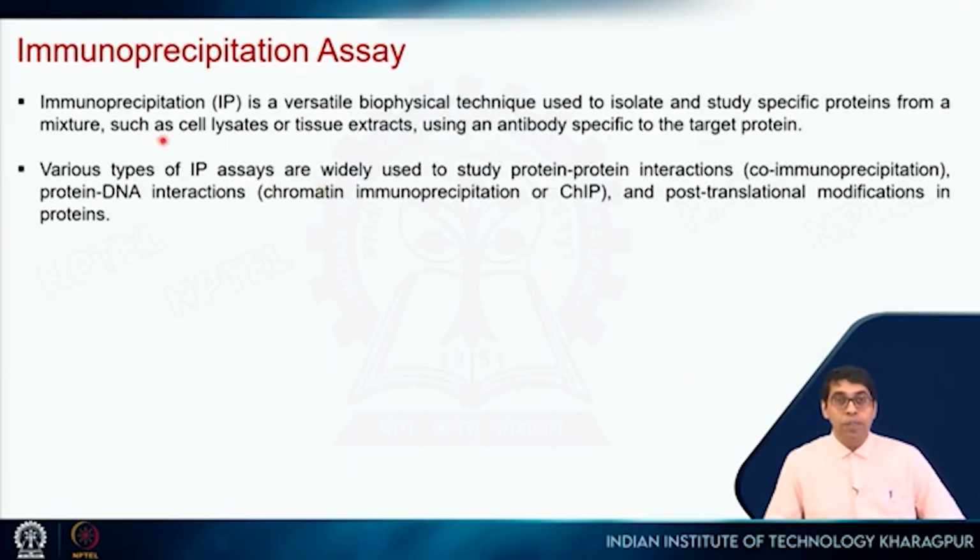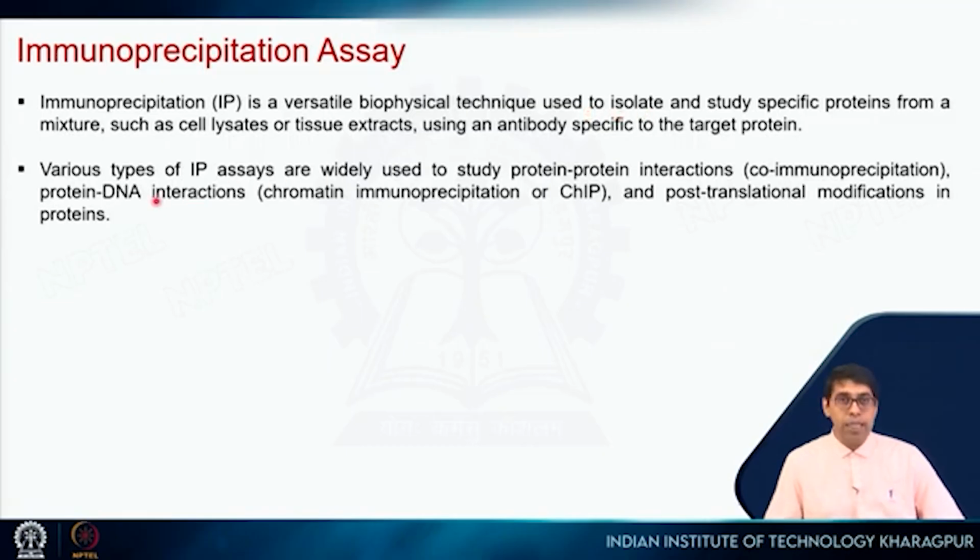Okay. So next is the immunoprecipitation assay. This is a versatile biophysical technique used to isolate and study specific proteins from a mixture such as cell lysates or tissue extracts using an antibody specific to the target protein. So for example, there is a specific protein, protein A, and you want to know whether protein B binds to it or not, or in some cases you might not know what are the other proteins that bind to protein A. So you want to identify those proteins, right? In that case, the immunoprecipitation assay is very useful.